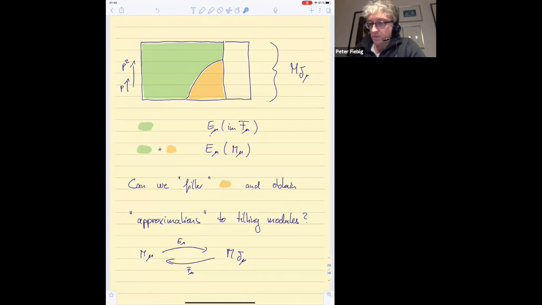Peter, could you just show what m delta mu is again? Yeah, of course. So m delta mu, this is just everything you obtain from mu by going upwards in simple root directions.